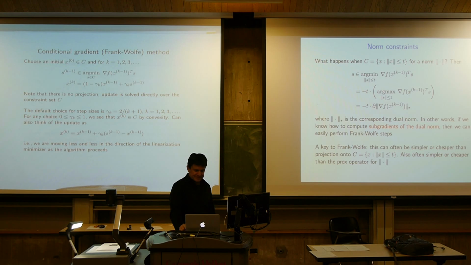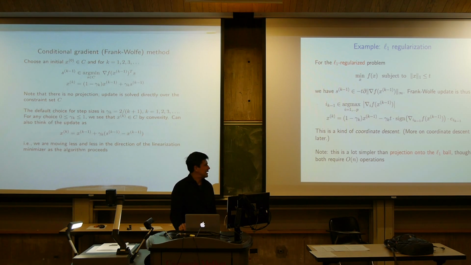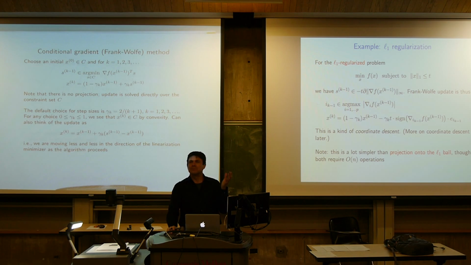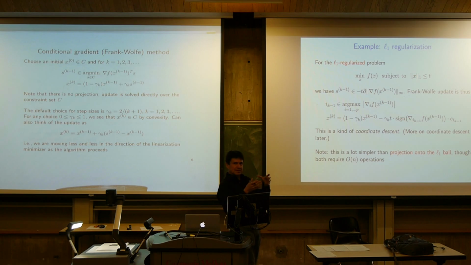So here is an example of that. This is an example that also sort of hints at something that we will discuss next week. If you think about this problem, it should not be completely unfamiliar. This is the L1 regularization problem, so related to Lasso. If we think about that problem in this form, if we don't have a tuning parameter, but we put a constraint on the one norm, in that case, the dual norm is the infinity norm.